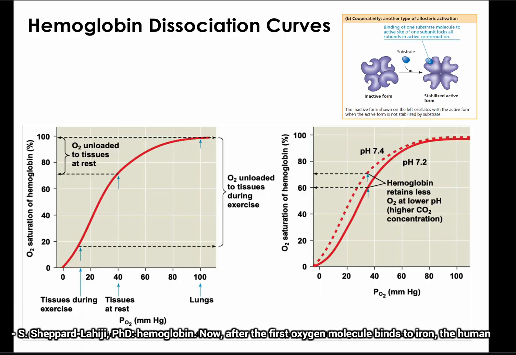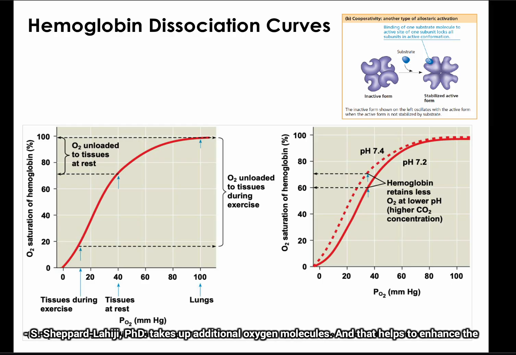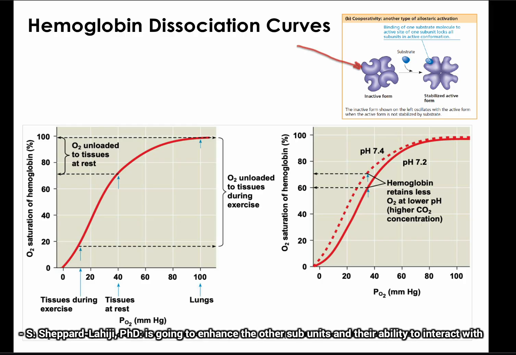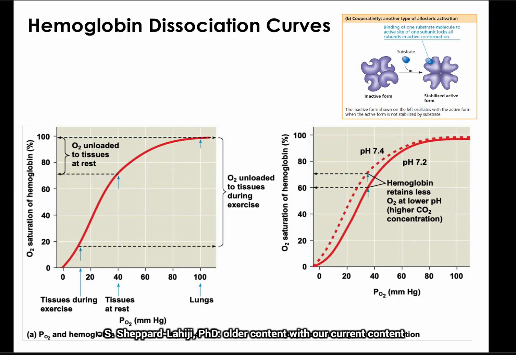deoxyhemoglobin. Now, after the first oxygen molecule binds to iron, the hemoglobin molecule is going to change shape. And as a result, it more readily takes up additional oxygen molecules. And that helps to enhance the saturation state. And this is comparable to a concept that's discussed in Bio 100, which is cooperativity, in which the binding event of a substrate is going to enhance the other subunits and their ability to interact with substrates at allosteric sites. So this is an opportunity to connect that older content with our current content.